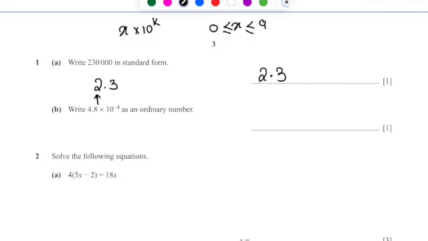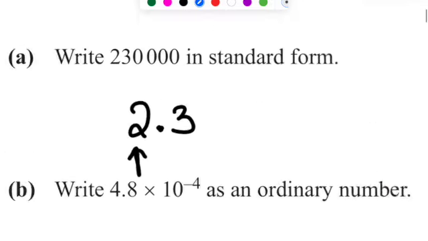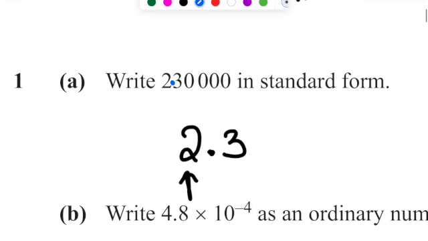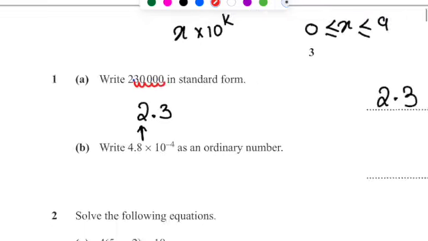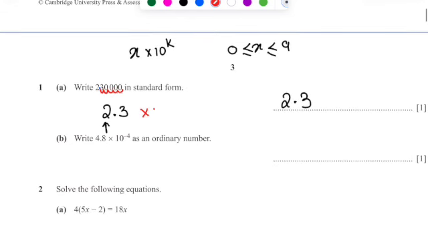Now it is 2.3. The point is over here, so it has to move 1, 2, 3, 4 and 5, so it has to move 5 digits forward. So it is 2.3 times 10 to the power of 5. So the answer is 2.3 times 10 to the power of 5.